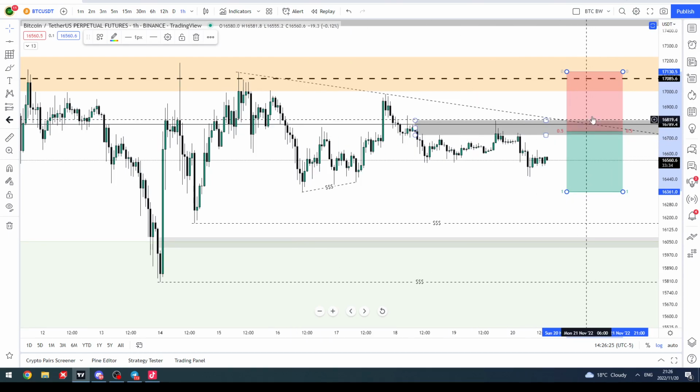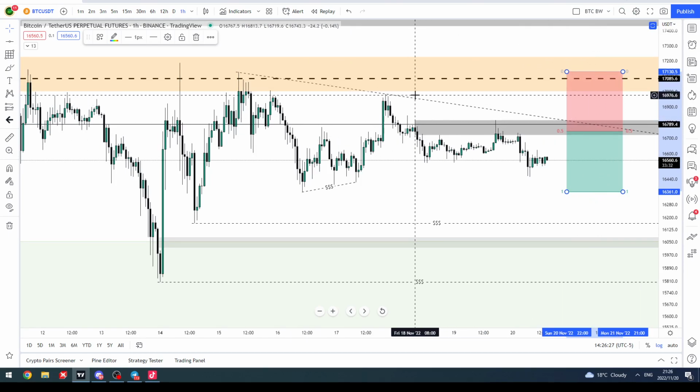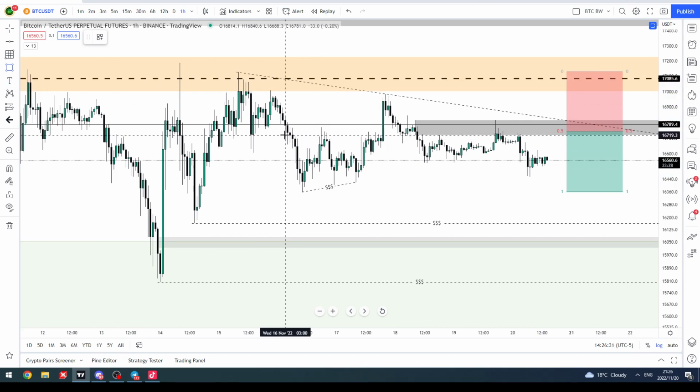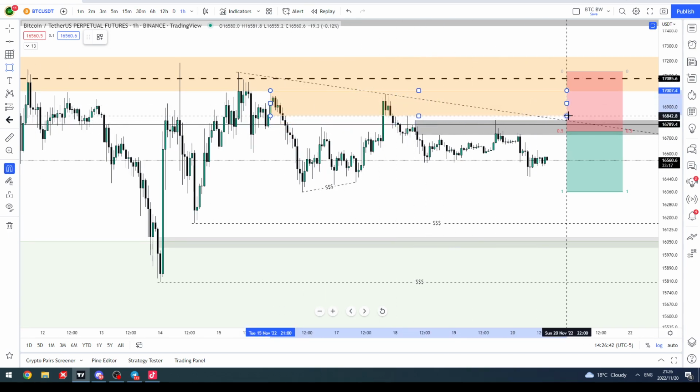So anything above the 50% here would be used for shorts, and if we use the last up candle here, order block theory, use the last up candle, magnet. Here you can see price came into it.